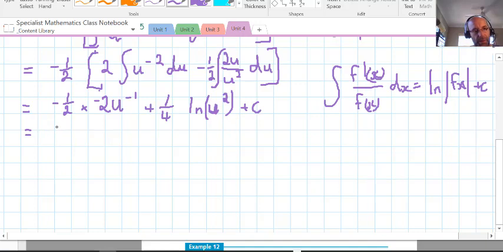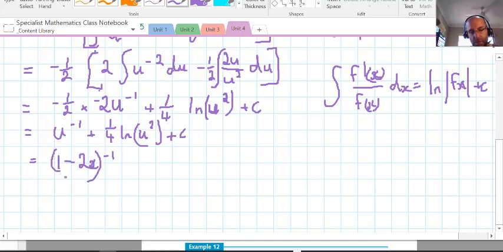So negative times negative makes positive, so we've just got u to the -1 and plus a quarter natural log u squared plus c, and we've got to substitute back in terms of x again. We've got 1 minus 2x to the -1 plus a quarter natural log, sub that back in terms of x.